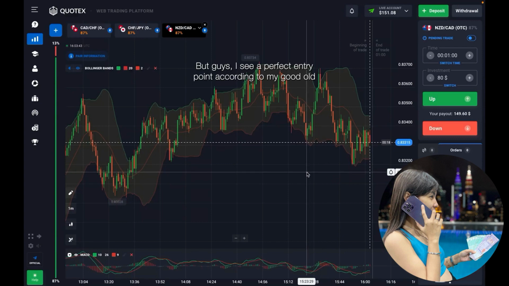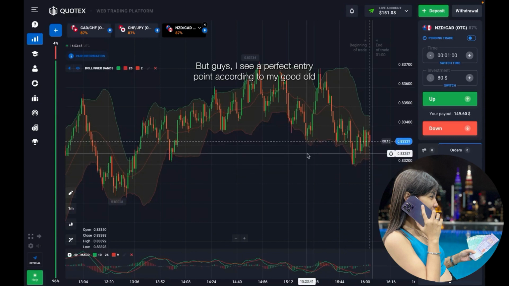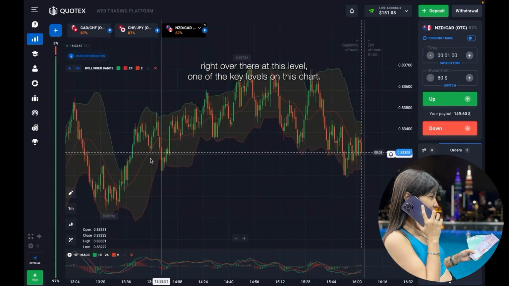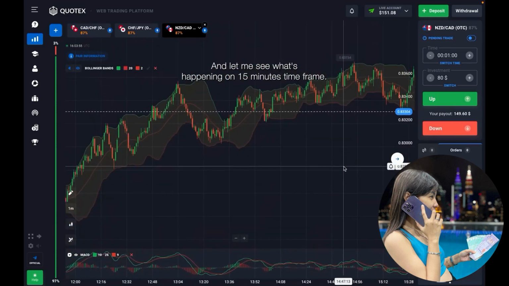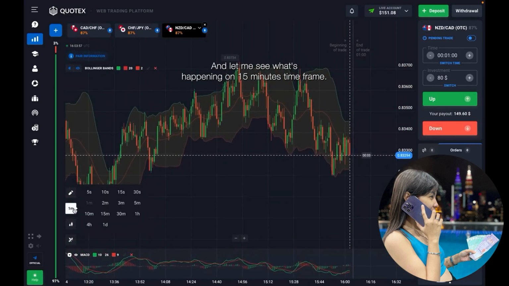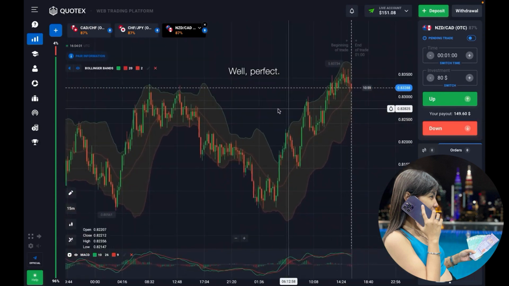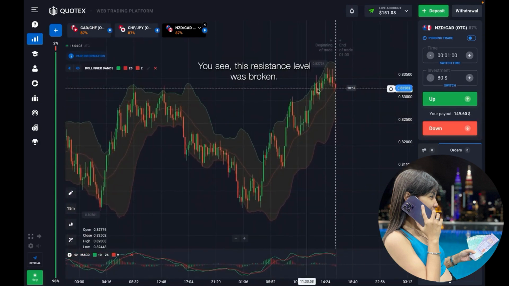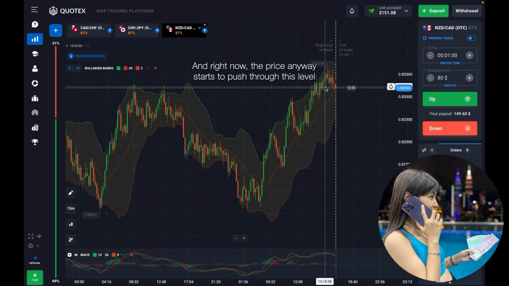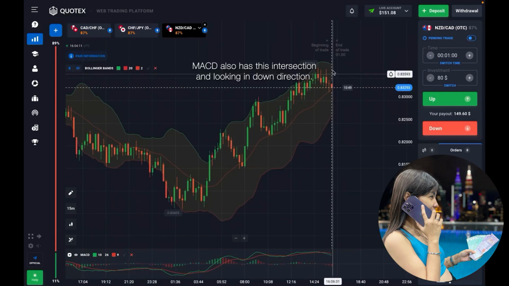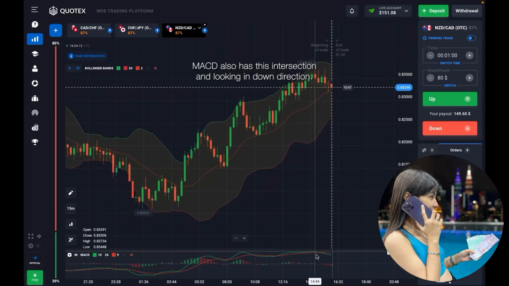But guys, I see a perfect entry point according to my good old technical analysis. Look here, the price is trading. You see this bunch of candles right over there, this level, one of the key levels of this chart. And let me see what's happening on 15 minutes time frame. Well, perfect. We see this resistance level was broken, and right now the price starts to push through this level and going down. MACD also has this intersection and looking in down direction.